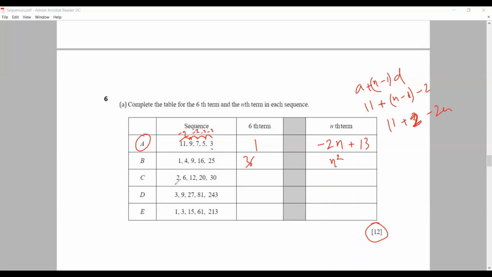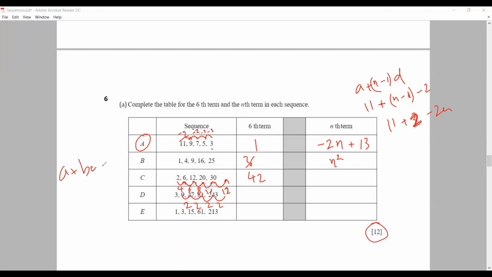Then sequence C, 2, 6, 12. Okay, here I'm adding 4, but then I increase it by 2 each time. Yeah, that's what's going on. So the next one I should add 12, which gives me 42. So in this case, we get a quadratic because I go up to second difference. The second difference is 2. Now you know what to do.